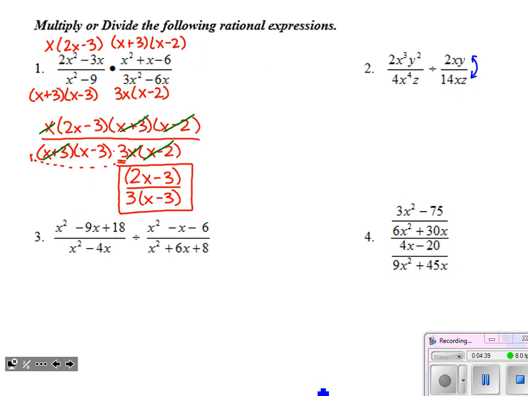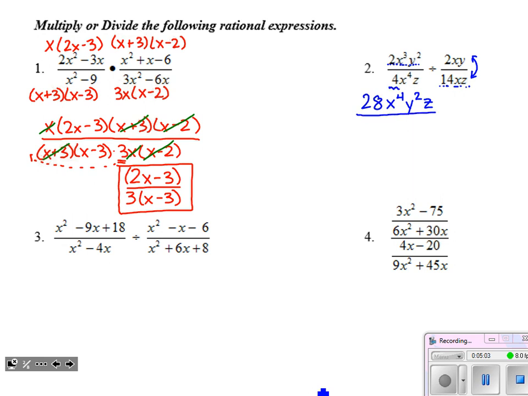So across the top, I'm going to have this 2x cubed y squared times the denominator down below. Remember, I'm going to flip that second fraction. So 2 times 14 gives me 28. X to the third times another x, x to the fourth, and y squared. I'm not multiplying in any more y's. And then there is a z being multiplied in.